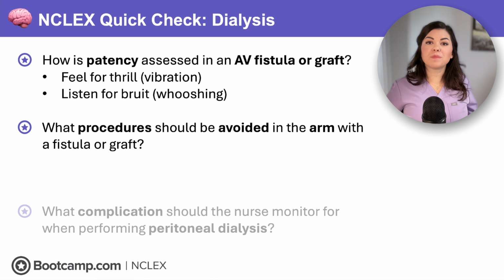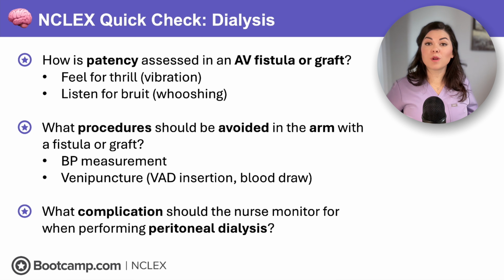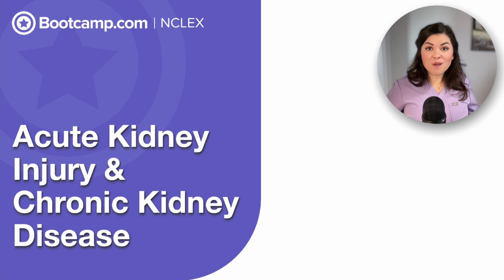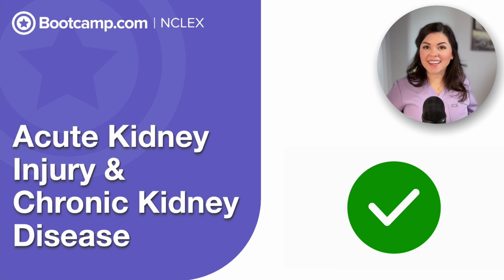What procedures should be avoided in the arm with a fistula or a graft? Blood pressure measurement and venipuncture, like a VAD insertion and blood draws, because these can cause graft damage and failure. And finally, what complications should the nurse monitor for when performing peritoneal dialysis? We must closely monitor for infection, so assess for cloudy peritoneal fluid, which indicates peritonitis. So now you are ready for questions on AKI and CKD when taking the NCLEX.